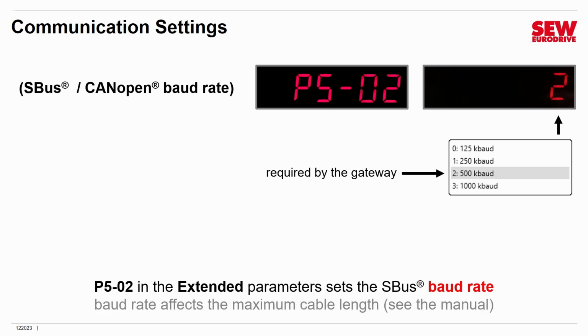By the way, baud rate does affect the maximum cable length. The faster the baud rate, the shorter the cables have to be. Now we're talking the cables on the S-bus side of the gateway.